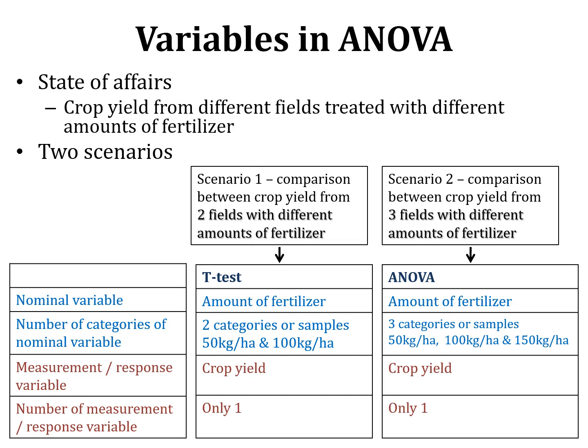We have only one. Then in scenario 2, the nominal variable is the amount of fertilizer, and we have three categories or samples. Field number 1, in which we have 50 kilograms per hectare fertilizer, and then sample number 2, in which we have 100 kilograms per hectare of the fertilizer, and then sample number 3, in which we have 150 kilograms per hectare of the fertilizer. And the measurement variable or the response variable is only one, which is crop yield.